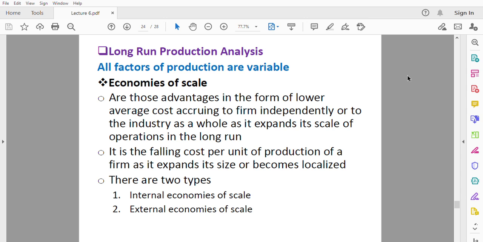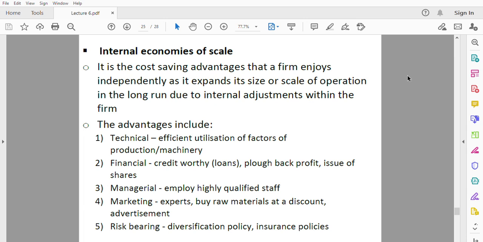We have the internal economies of scale and the external economies of scale. We'll look at each one of them. With the internal economies of scale, it is the cost savings advantages in the form of lower average cost that a firm enjoys independently as it expands its size or scale of operation in the long run due to internal adjustments within the firm. So this is enjoyed by the firm as the firm expands in the long run.